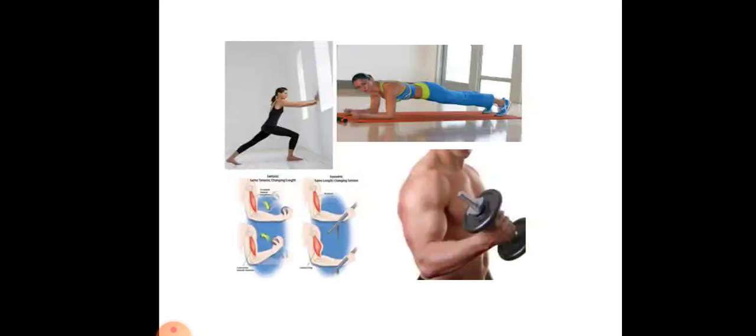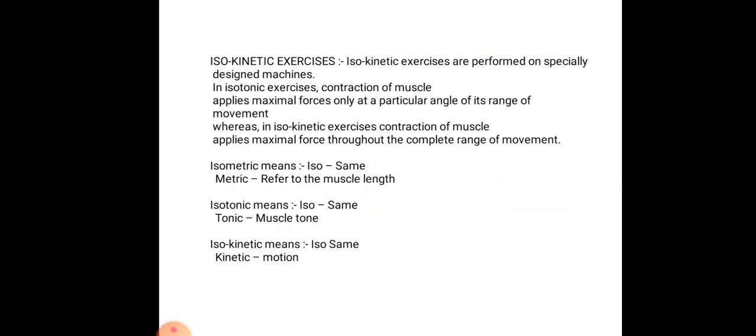Look at this example: pushing the wall is an isometric exercise. Then look at the plank position, which is also an isometric exercise. Then look at showing the biceps, which is called an isotonic exercise. Also a turnout is going on.